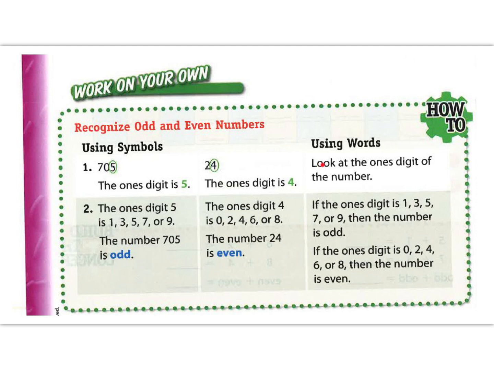So all you need to do is look at the ones digit of the number. If the ones digit is 1, 3, 5, 7, or 9, then the number is odd. If the ones digit is 0, 2, 4, 6, or 8, then the number is even.